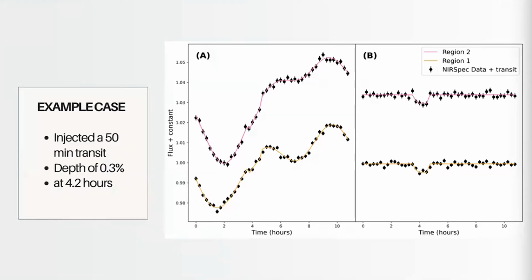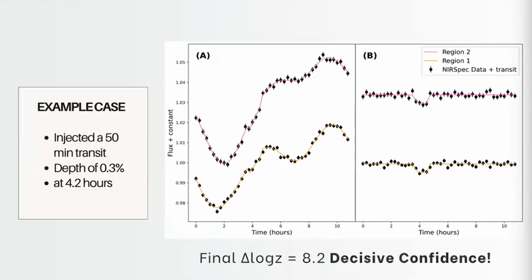So this is an injected 50-minute transit at about 4.2 hours, and it's a depth of 0.3. And so we see that the models do a fairly good job at identifying the host variability. And when we subtract it off, we see our transit is left there. But of course, in a blind transit search, we're not going to know where that transit was to begin with. So we do have to go back to this idea of the log z's. And so for this example specifically, it comes up to a decisive confidence that the GP plus transit model is favored here.